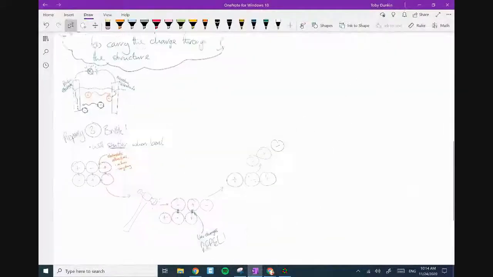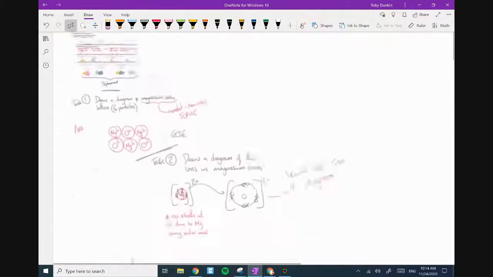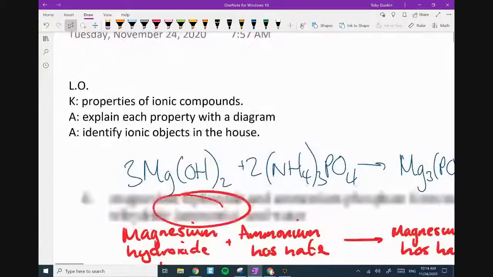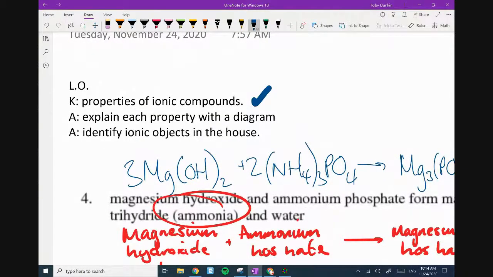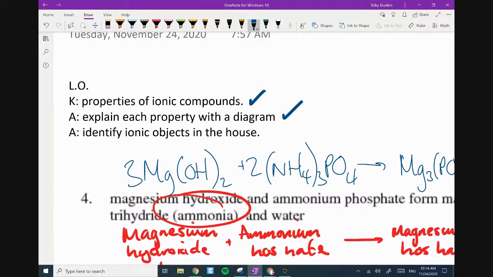So 3 clear properties that we come across for ionic compounds. We can now come to my learning objectives and say, number 1, we've got the 3 key properties. High melting point, they conduct electricity when dissolved in water or when they're molten, when they're liquid. They don't conduct when solid, and they're incredibly brittle. So 3 clear properties. Then we said, can we explain each of those with a diagram? Yes, we can. You've now drawn all 3 diagrams.